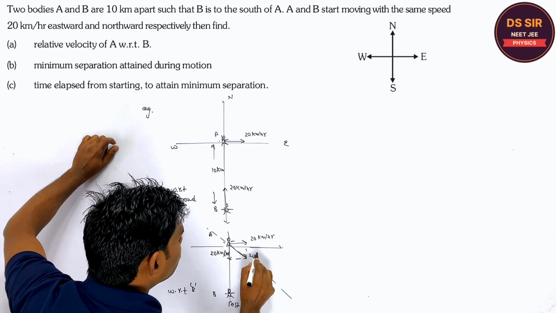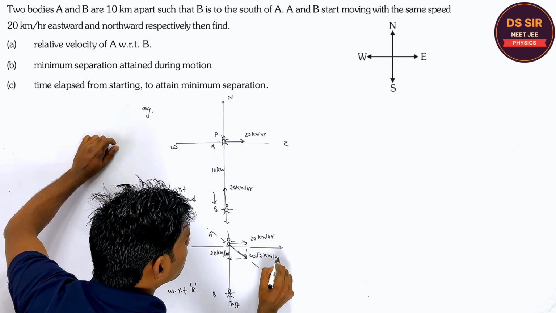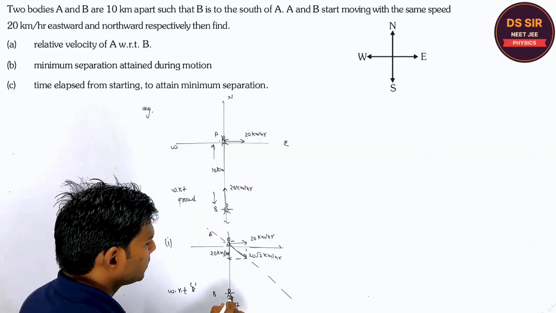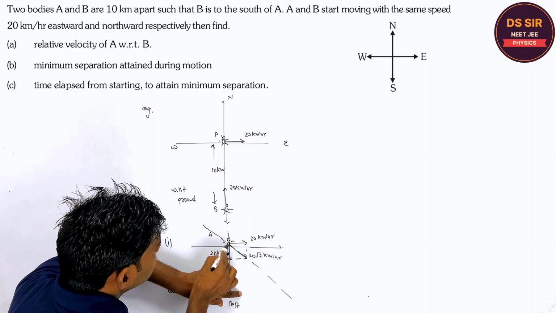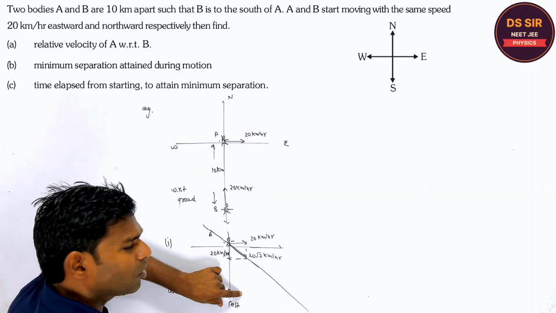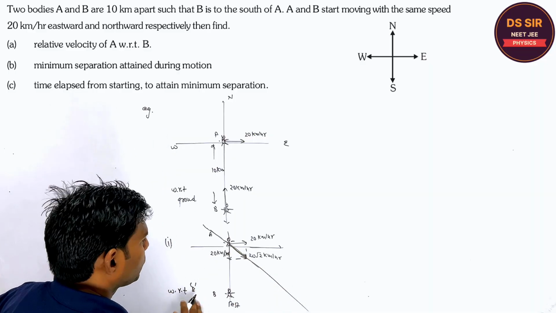It is 20 root 2 km per hour. So with respect to B, it seems that it is at rest and the body A, or the person A, is moving in this direction. Is it clear or not? So what will you say?